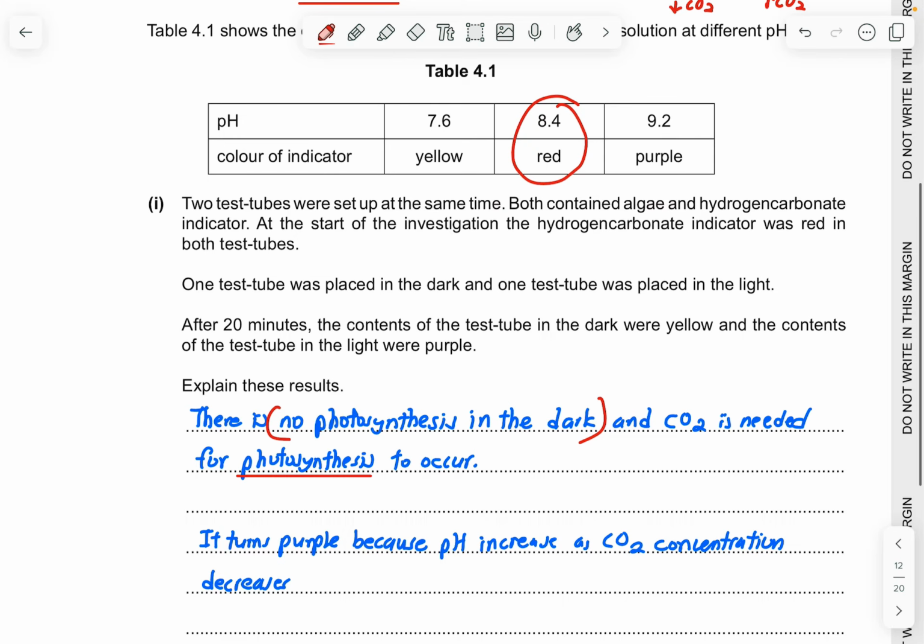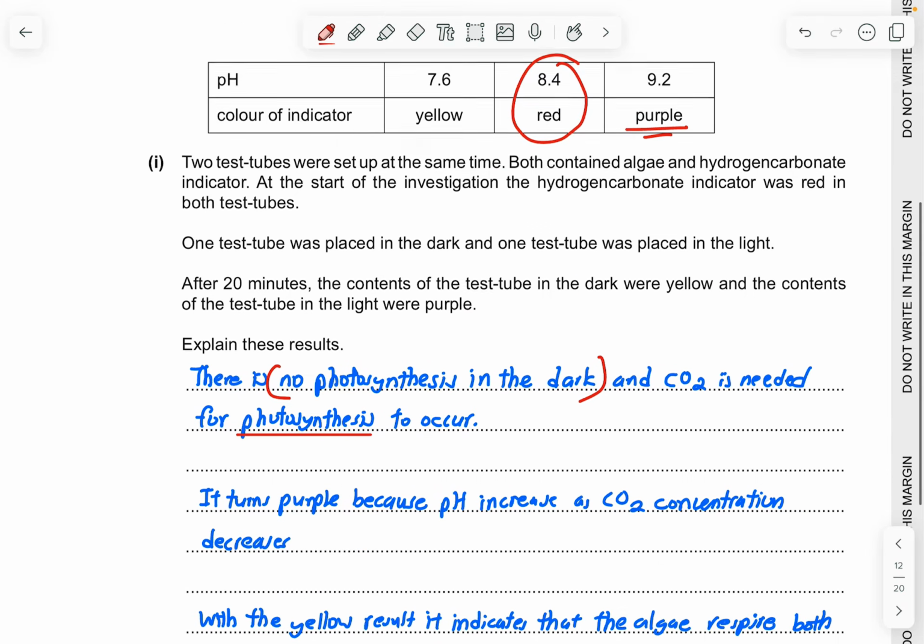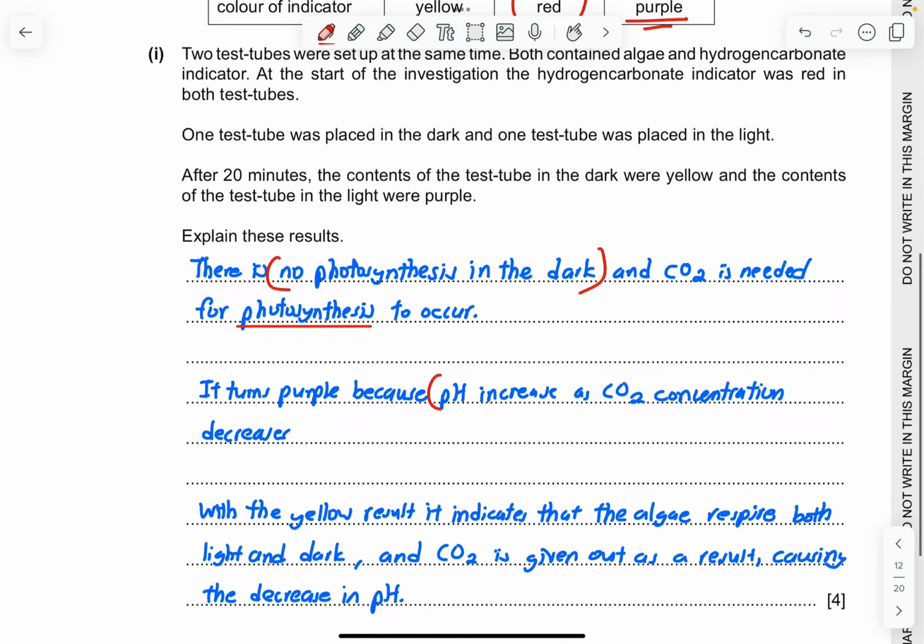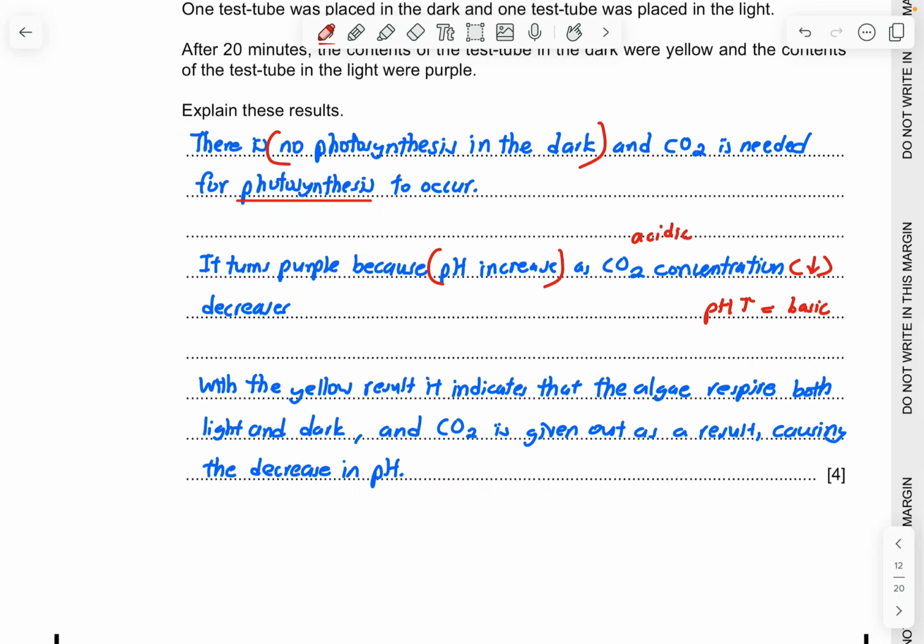So it turns purple. Okay, first thing we see, it turns purple because the pH increases as the CO2 concentration drops. So you know that CO2 is acidic. So when it becomes lower, it means that the pH will go up or become more basic. Okay, and then with the yellow result, it indicates that algae will respire in both the light and dark.